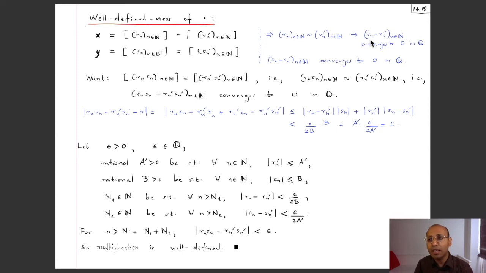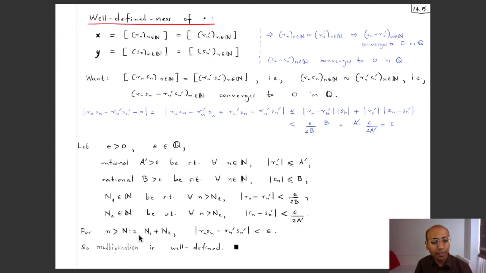Since Rn minus Rn prime converges in Q to 0, given this rational epsilon by 2B, there exists a corresponding index n1, such that beyond this n1, the distance of the nth term to 0, which is this thing, is less than epsilon by 2B. And since Sn minus Sn prime converges to 0 in Q, we also know that there exists an index n2 such that beyond that index, the distance of the nth term to 0, which is this thing, is less than this rational epsilon divided by 2A prime.